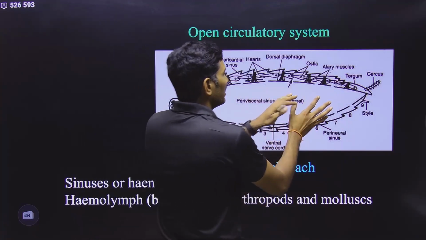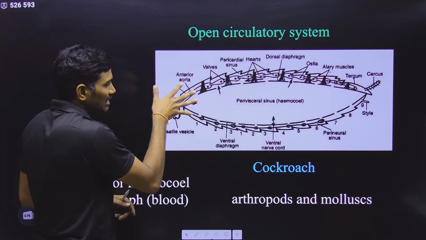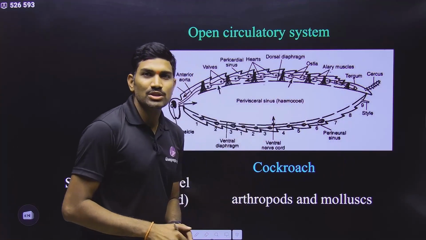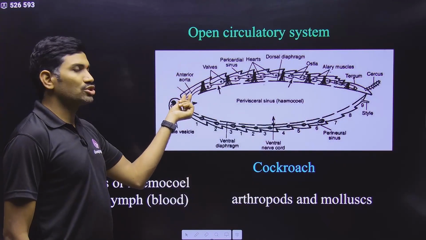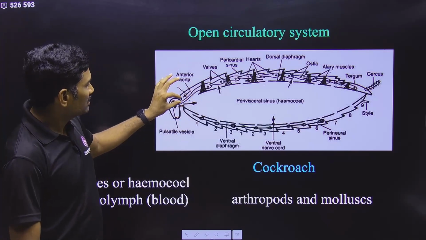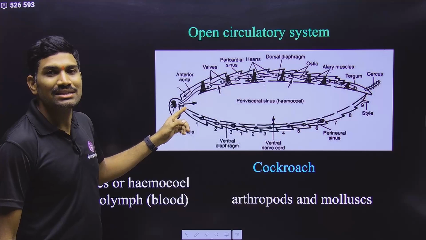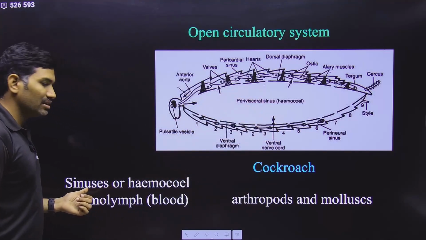And again from the body cavity, it is going into the heart and again going into the body cavity. So in this way, what we are observing from this particular heart, and here there is a small tube-like structure, it is called the anterior aorta. From this anterior aorta, the blood is directly released into the body cavity. Body cavities are also called sinuses.